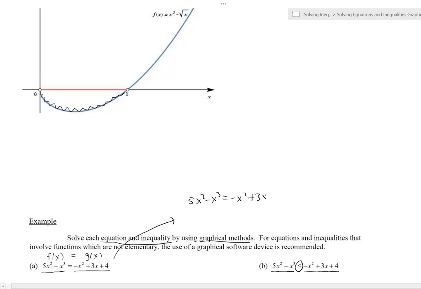There's the original equation which I'm writing, and bring all the terms to one side. So for instance, if I added x squared to both sides, if I subtracted 3x from both sides, and if I subtracted 4 from both sides, then what I would get is, on the left-hand side, 5x squared plus x squared is 6x squared, and then negative x cubed has no terms being added to it, so it's just minus x cubed still, and then minus 3x minus 4.